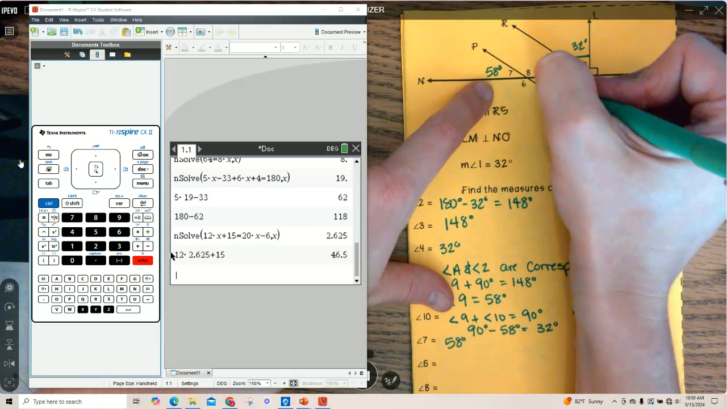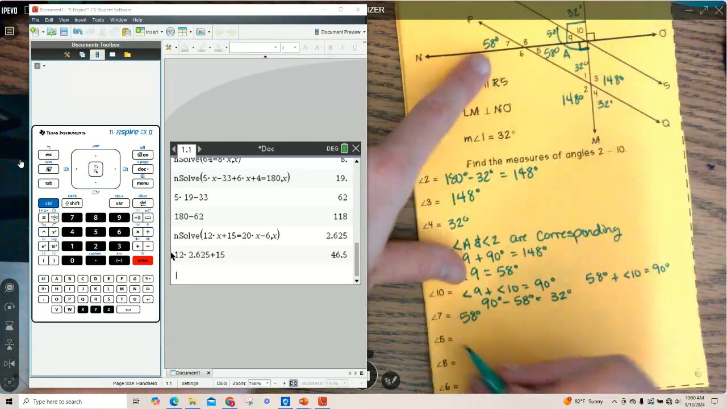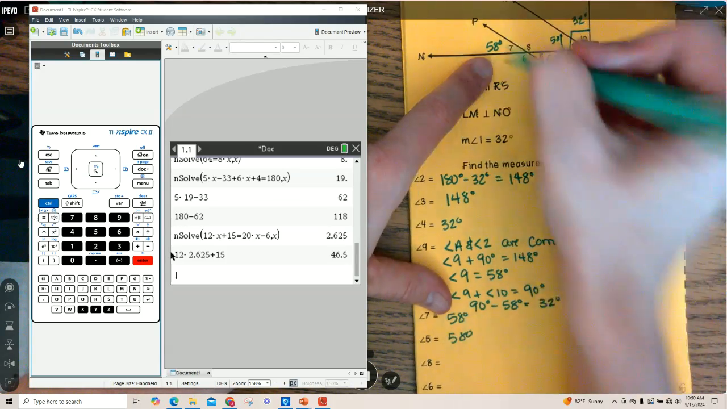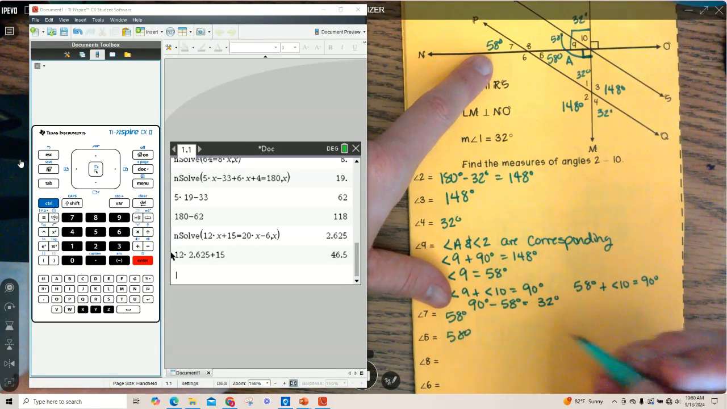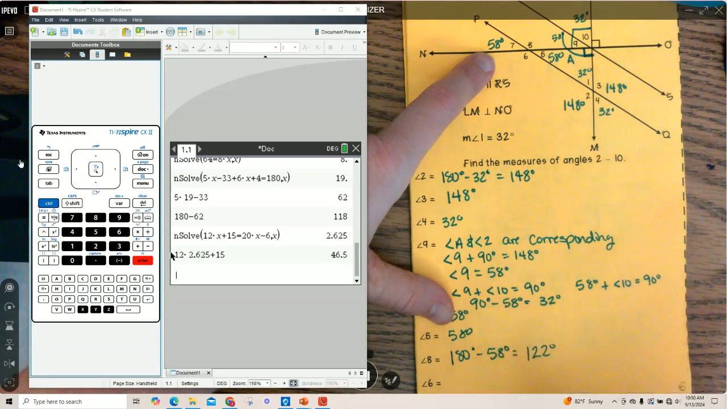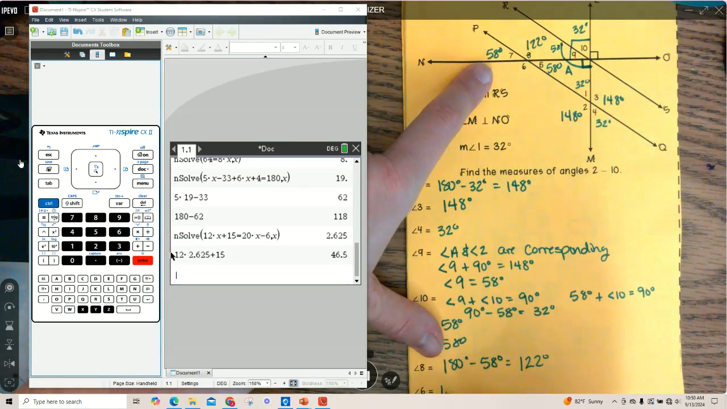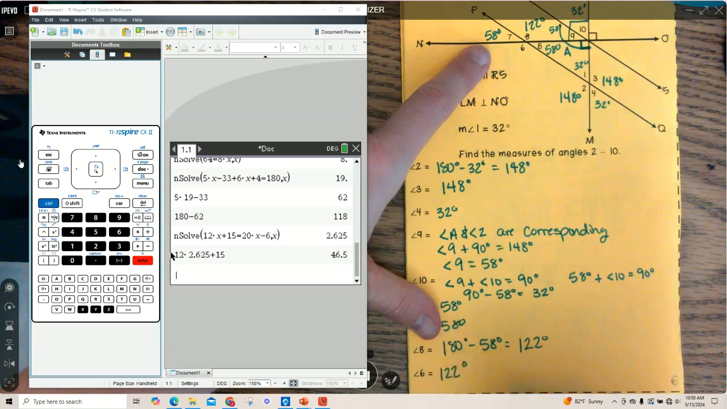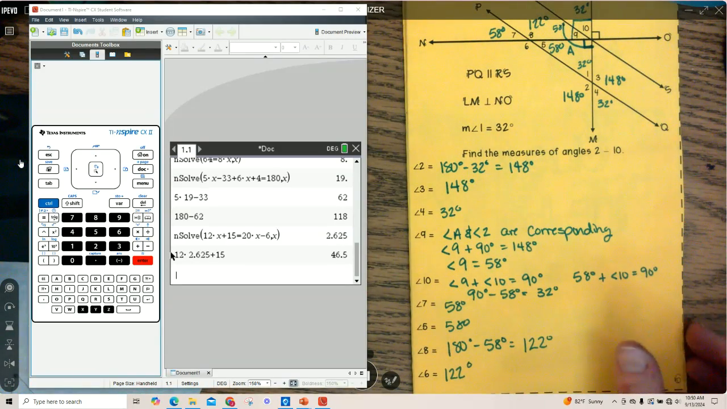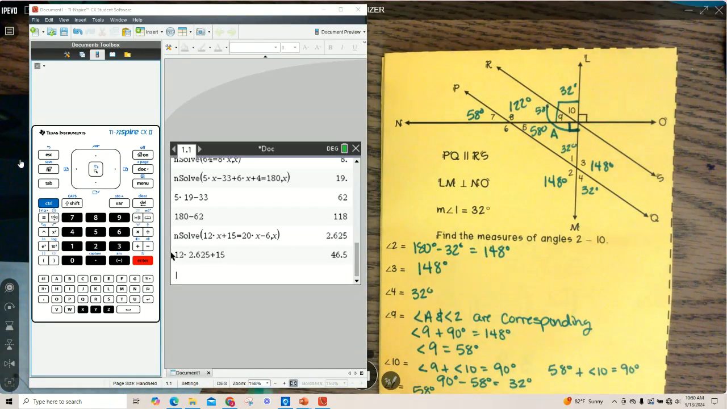Now we can knock the rest of these out really quick. 7 and 5 are vertical angles. So angle 5 is going to measure 58 degrees. 7 and 8 are a linear pair. So we just take 180 and subtract 58 degrees, and we get 122 degrees. 8 and 6 are vertical, which means 6 has to be 122 degrees as well. So they can get pretty complex, but if you take them just a piece at a time, they're not too bad.